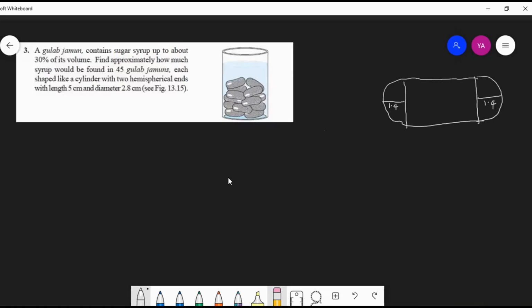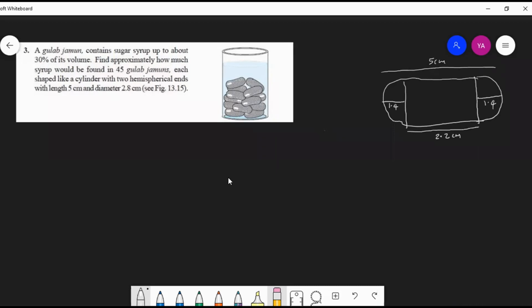Then what will be the height of the cylinder? The total length is given as 5 centimeters. From 5 you subtract 1.4 and again 1.4, that means from 5 you subtract 2.8. If you subtract 2.8 from 5, you'll get 2.2. That will be the height of this cylinder.